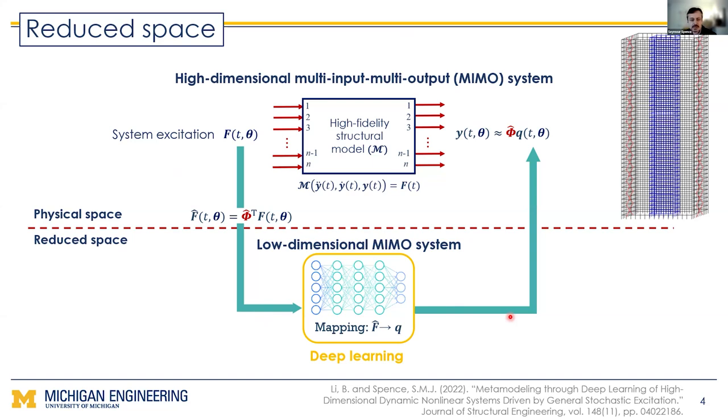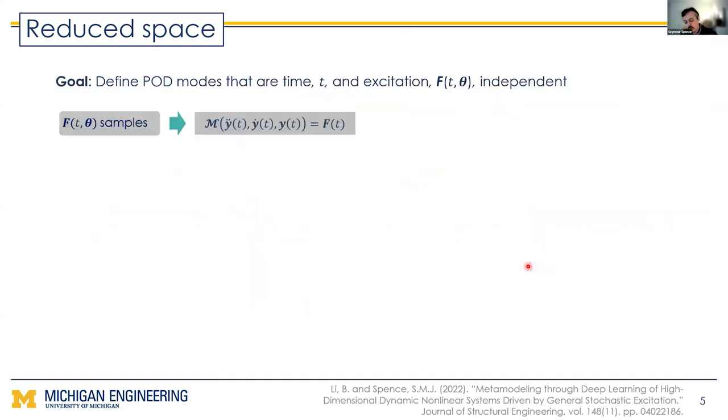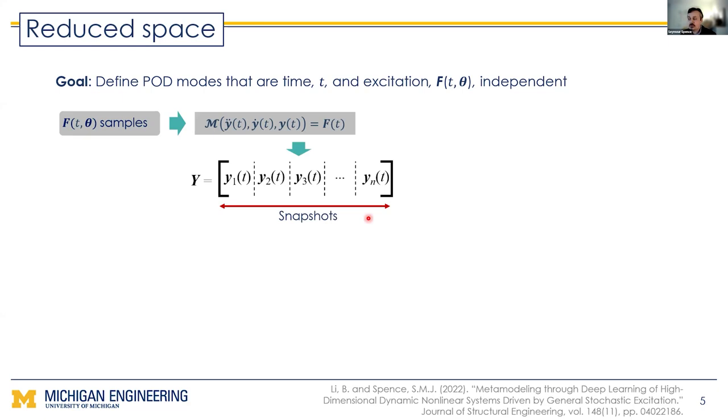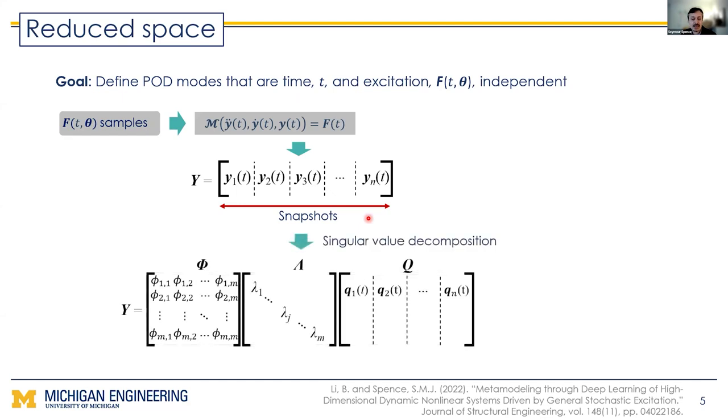All right, so if we want to do something like this, obviously the first step is to identify this reduced basis, and therefore the reduced space. To do that, what we've been using in our work is a linear projection, proper orthogonal decomposition. Basically, you have a whole series of high-dimensional stochastic inputs, and you run the high-dimensional model. Therefore, you get some outputs. With these outputs, you construct a snapshots matrix, and then you carry out a singular value decomposition on that.